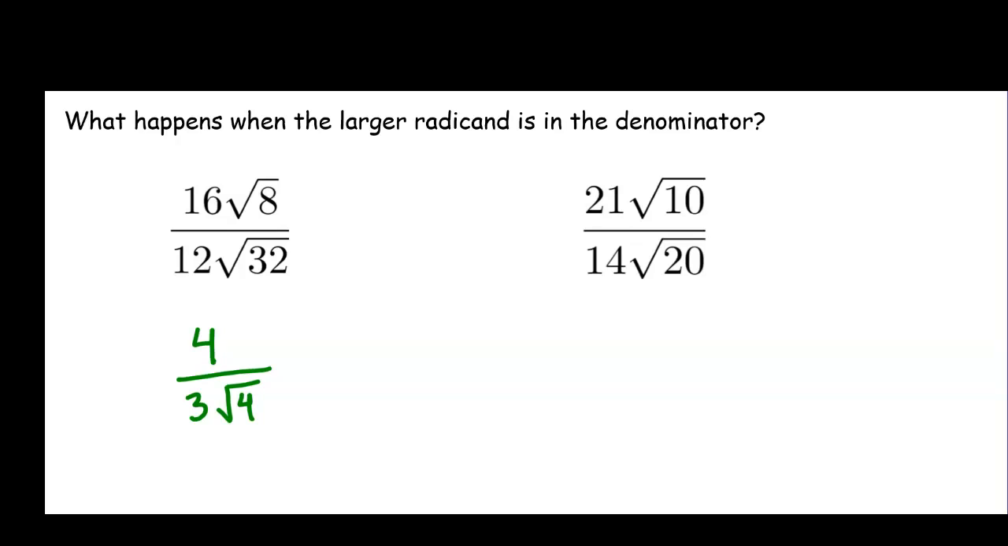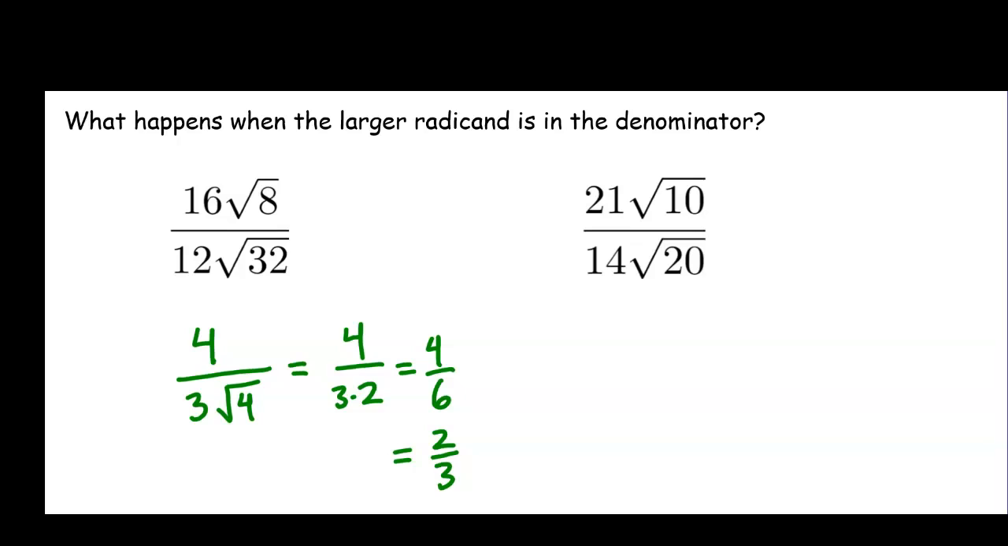If it was square root of 32 over square root of 8, it would be square root of 4 in the numerator. But now, with the larger radicand being in the denominator, we place the square root of 4 in the denominator. So then this gives us 4 over 3 times 2, which is 4 over 6, which simplifies to 2/3.